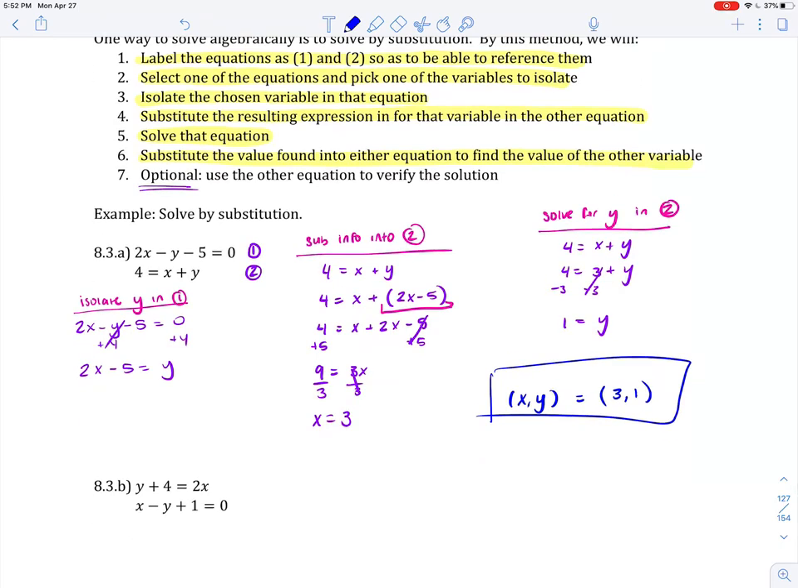Want to try? It's a lot of fun. So just follow these steps, right? So you're saying the first thing I would do is label these as equation 1 and equation 2? Yep. Okay.